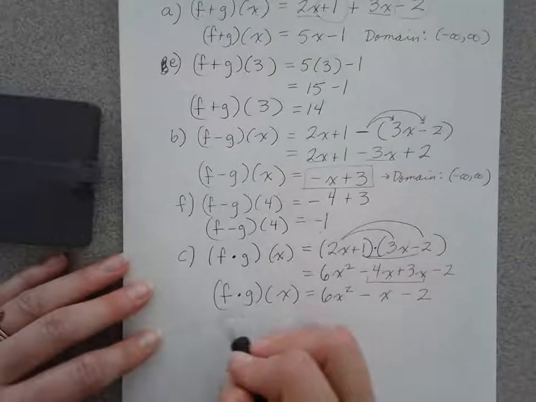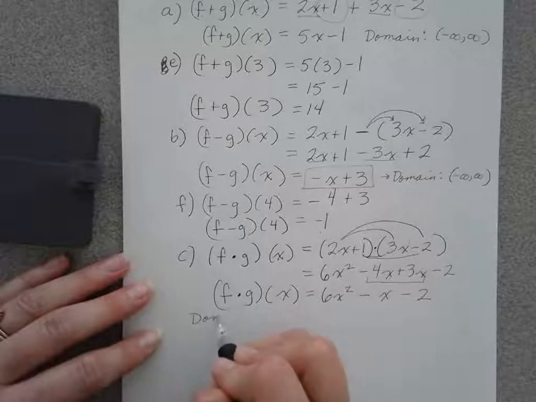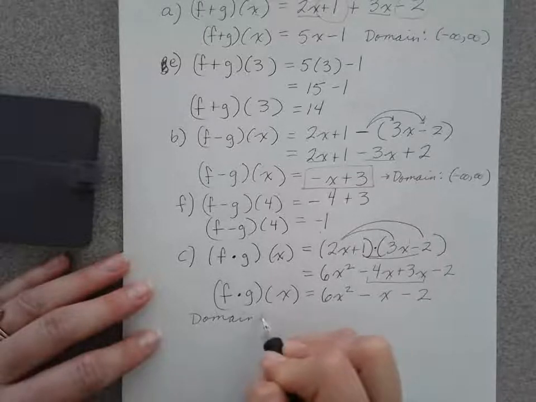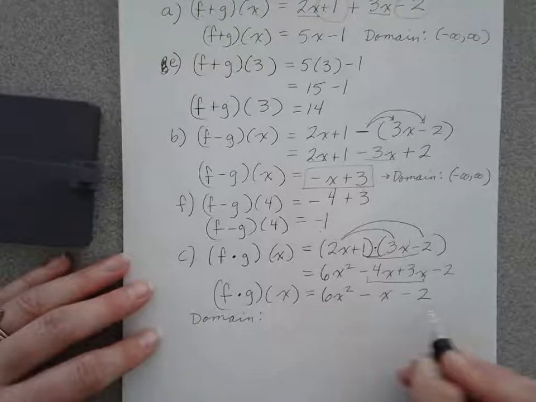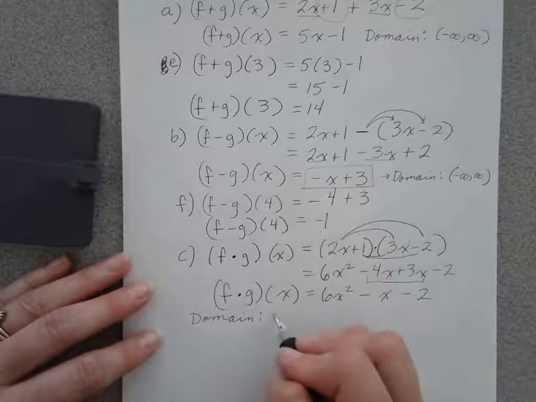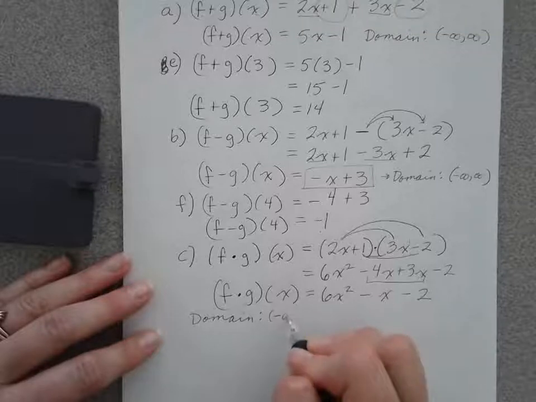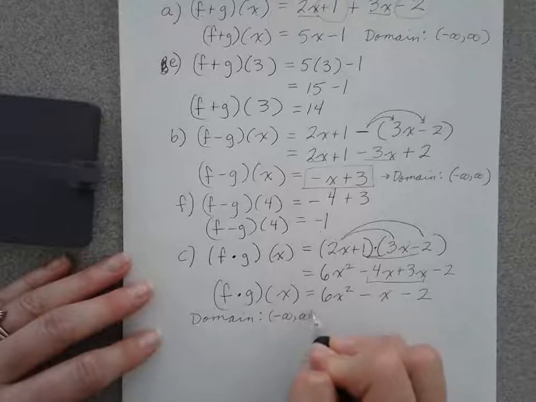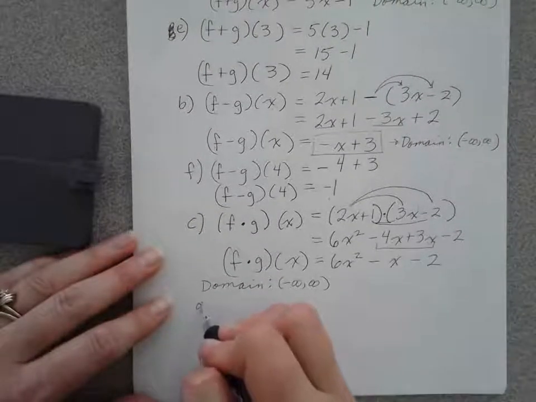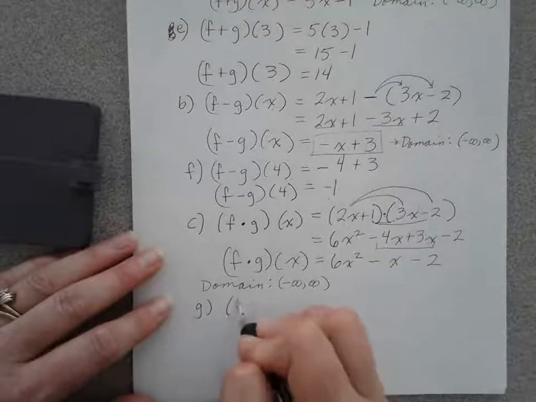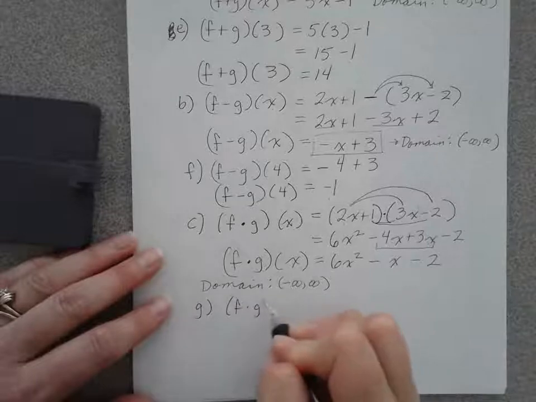Okay, what is the domain of that? All real numbers, because there's no what and what? No fraction or root. No fraction, no square root, so it's all real numbers. So negative infinity to infinity. Okay? Then part G says f times g of 2.